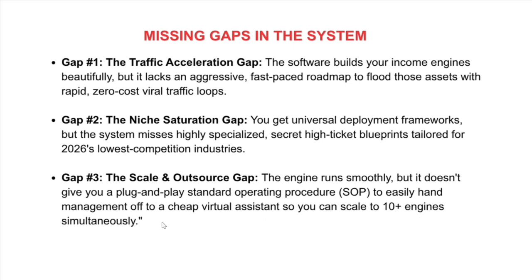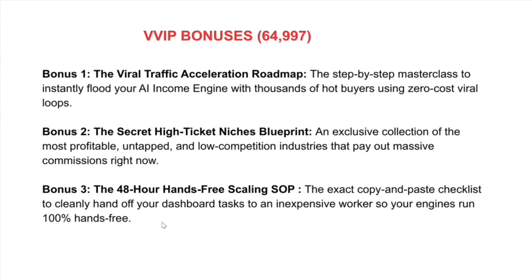Most people fail because they have the car, the software, but no engine, the strategy. That's why my bonuses are critical. I've designed these bonuses to fill those gaps. To destroy the traffic acceleration gap, you get bonus number 1, the viral traffic acceleration roadmap, the step-by-step masterclass to instantly flood your AI income engine with thousands of hot buyers using zero-cost viral loops.